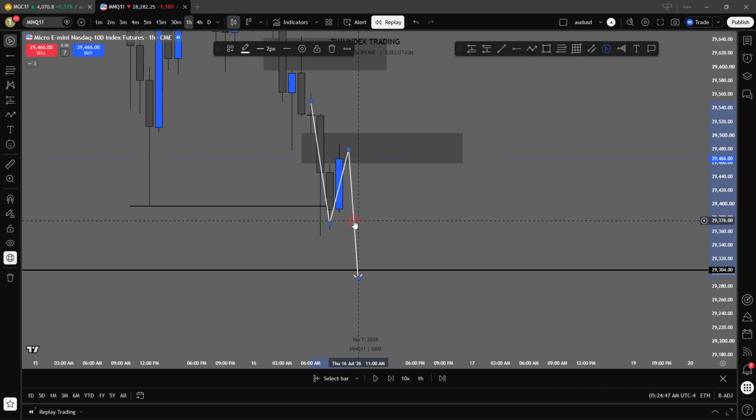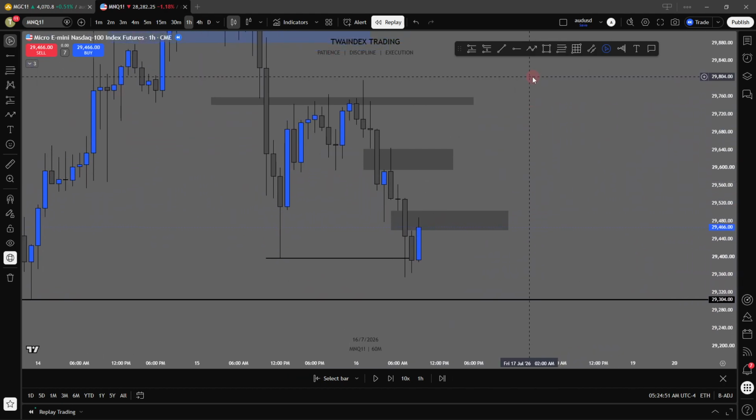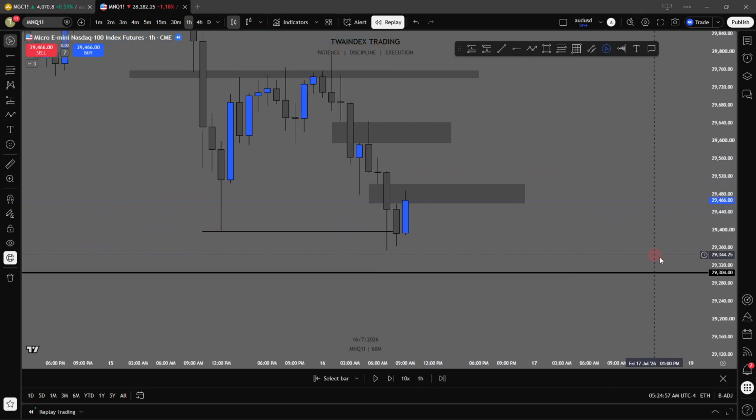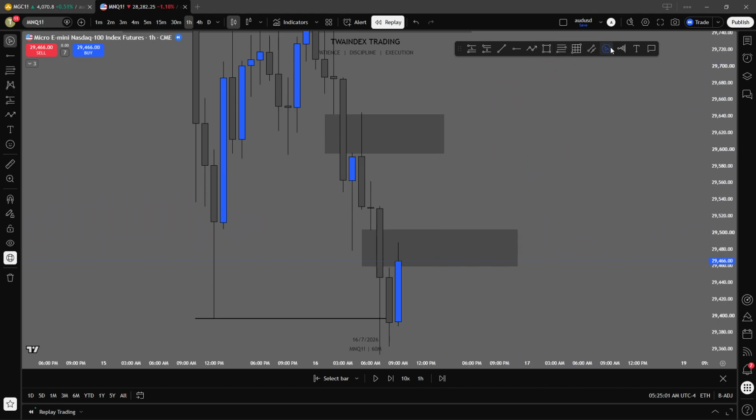And this is literally just me determining my bias, right? So far on the day, I am going to be short. I don't want to see price continue higher. The only way I would like to see price continue higher is if we inverse this 1 hour fair value gap, right? So I'm going to put this up here.